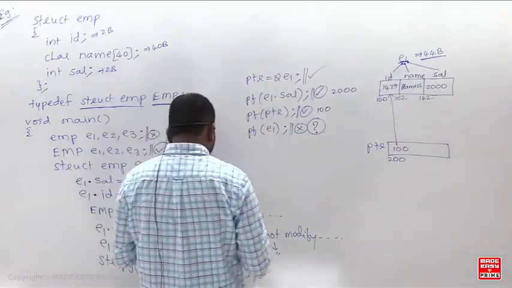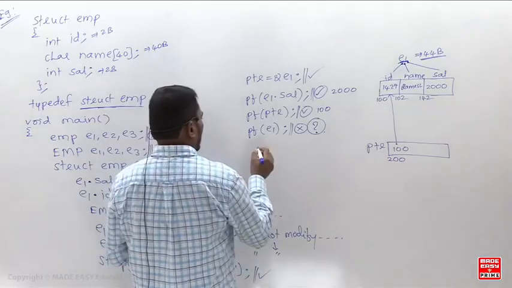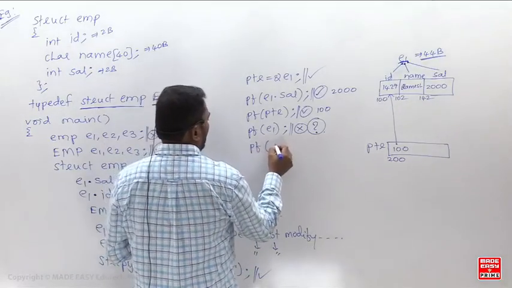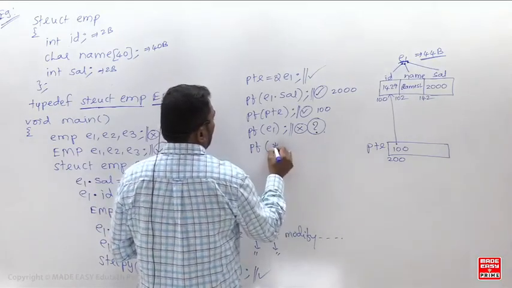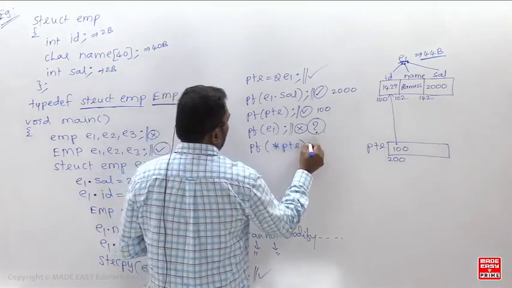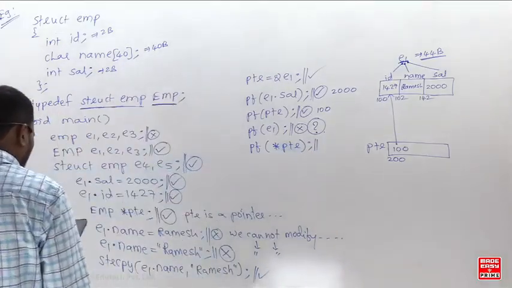Okay, so next, now tell me next. Now printf, same thing. If I write star ptr, same thing. Tell me, is it allowed or not allowed?